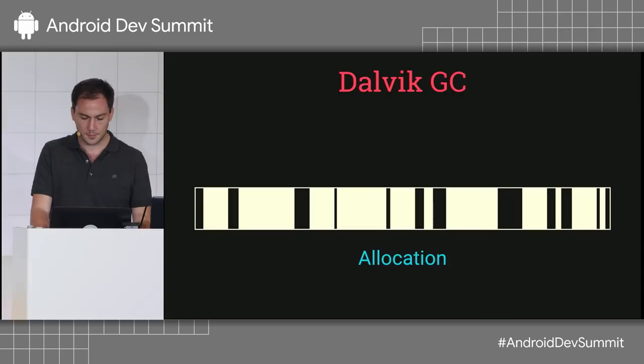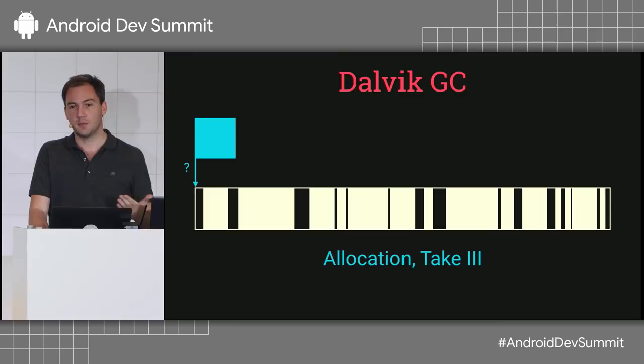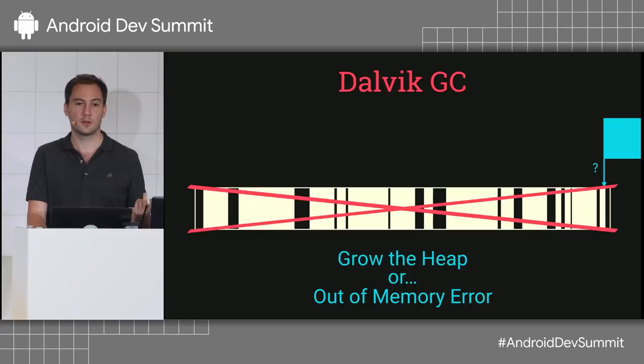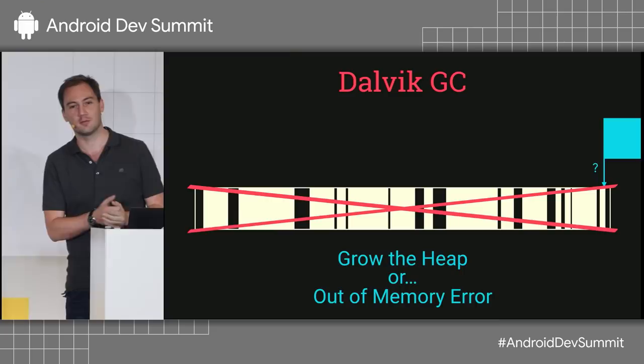However, sometimes your heap is full. There are no objects that can be collected. Every object is reachable. So Dalvik will run through the heap, can't find anything. And only two things can happen. Either the heap will grow, or your application will crash. And it's the out-of-memory error that you've seen, I'm sure, in a lot of your applications, especially on older devices.